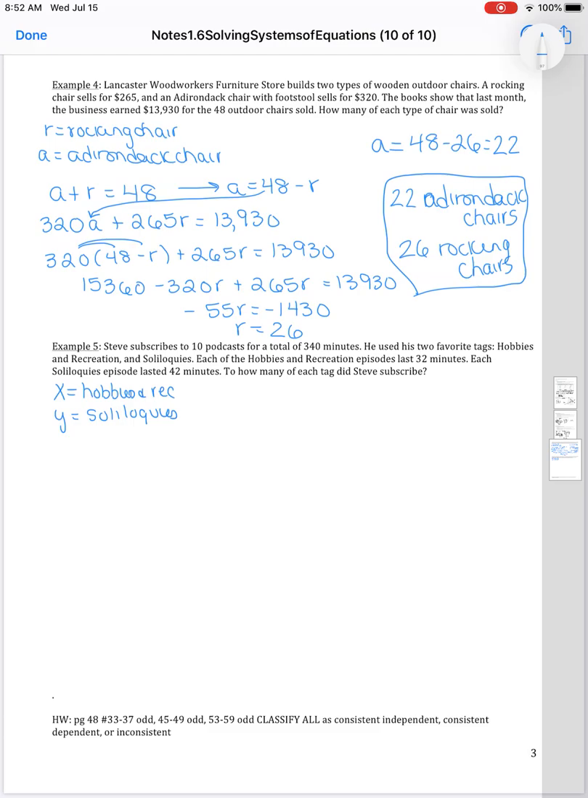So I'm going to go standard here, and I'm going to do hobbies and rec is my X, and soliloquies is going to be my Y. You can use whatever variable you want. So he subscribes to 10 podcasts. So that means the number of these 2 types is equal to 10. We know that for the hobbies and rec was 32 minutes, so 32x. Soliloquies were 42. For a total of 340 minutes.